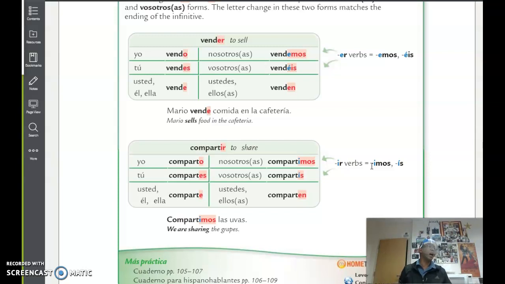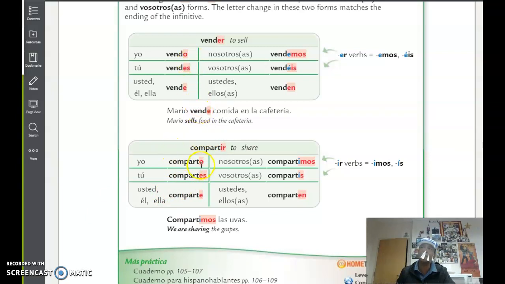So if you have comer, which is to eat, you want to say we eat, you say comemos, because it's with an ER. But if you have a verb like vivir, which is to live, then it has to match the ending, the I, right? So how do you say we live? Vivimos. And that's the only two places, in nosotros and vosotros, that they are different. But everywhere else, they share the same end of the verb.